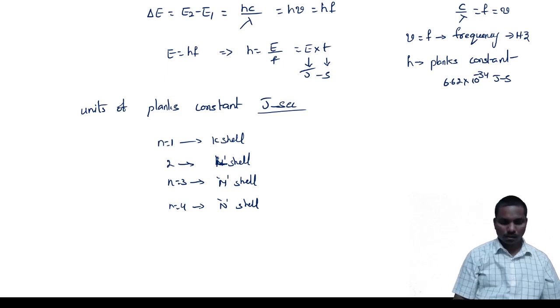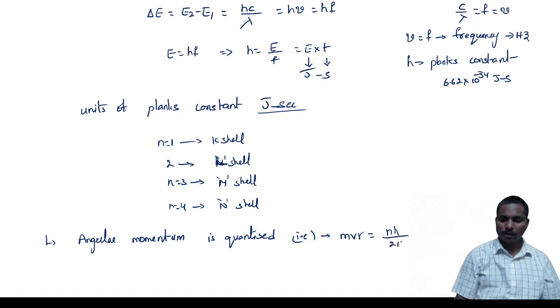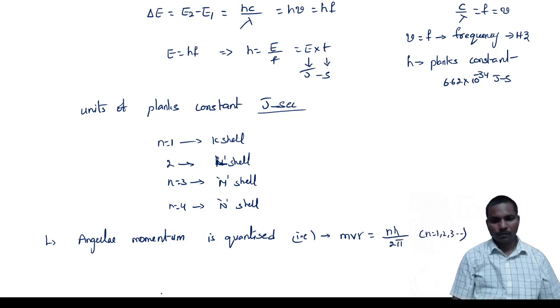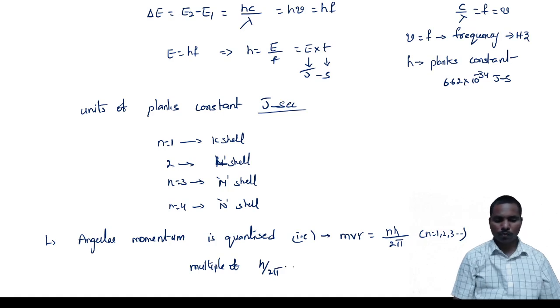And he also gave that the angular momentum is quantized, that is rounded off, not in a continuous manner, and given that mvr is equal to nh by 2 pi, where n is equal to 1, 2, 3 like that. Okay, that is multiples of h by 2 pi.